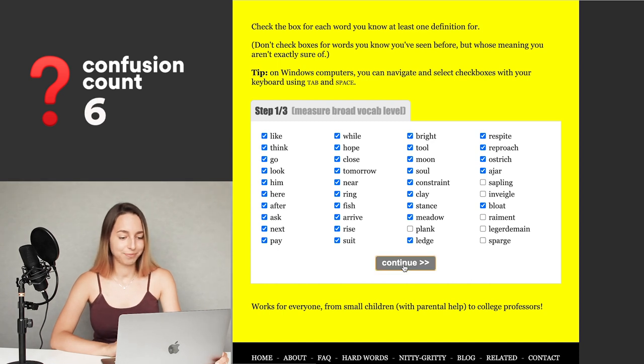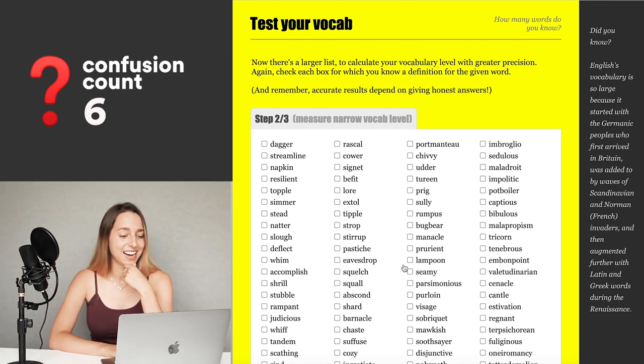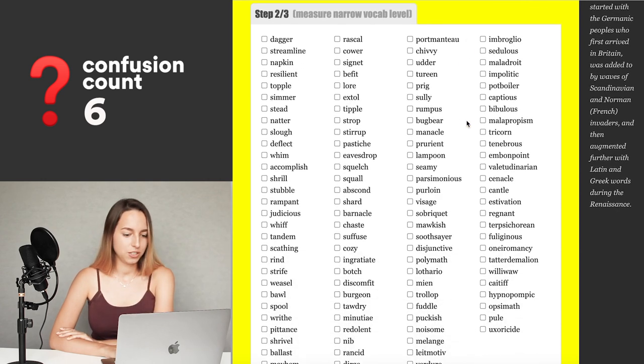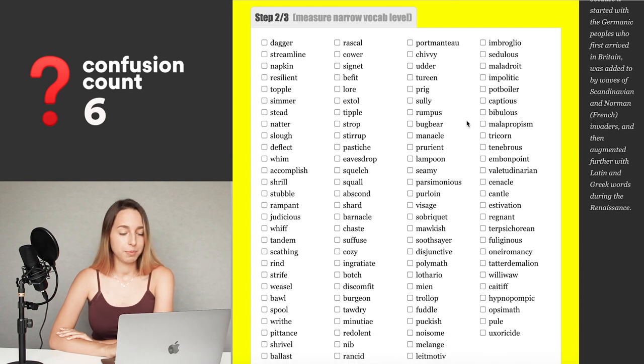Okay, let's continue. Oh my goodness, I think I've already failed it, to be honest, because if I don't know words on step one, what will happen on step two? God knows what. Right, let's do it. Wow, there are lots of words here. Measure narrow vocab level.